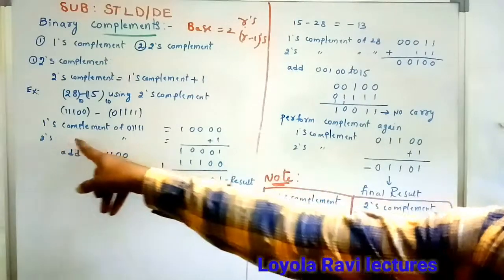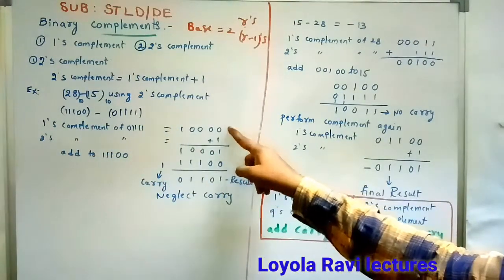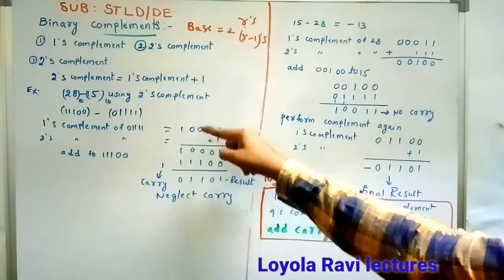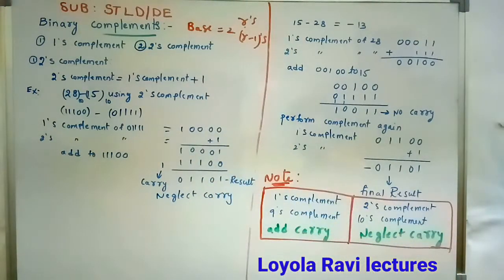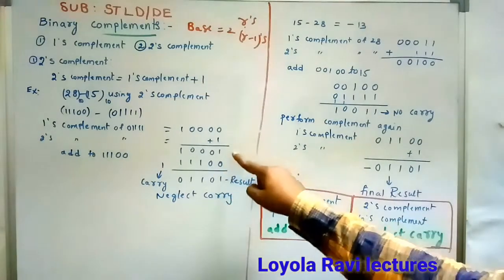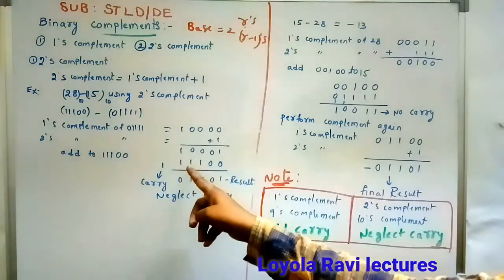How will we get the 2's complement? The 2's complement of 15 is found by adding 1 to the 1's complement: 0 plus 1 is 1, giving 10001. 10001 is the 2's complement of 15. Add this result to 28. What is 28? 11100.